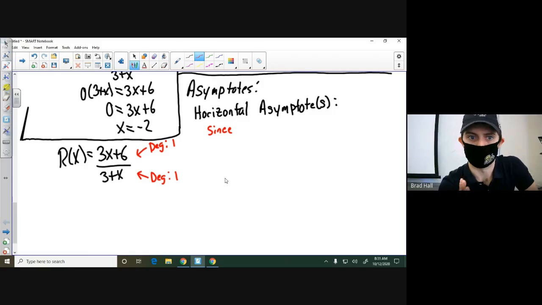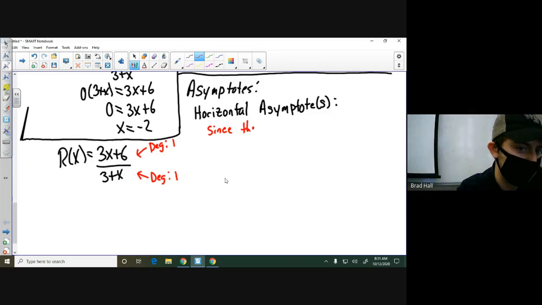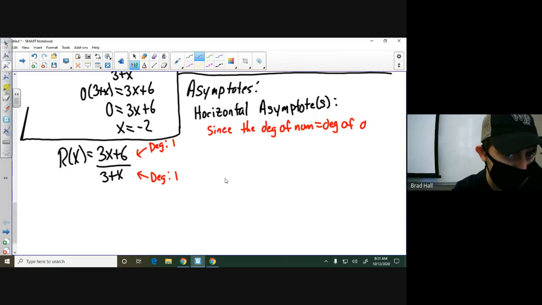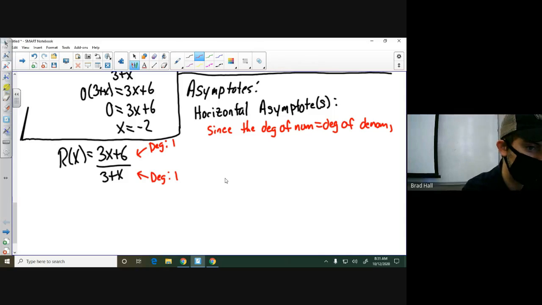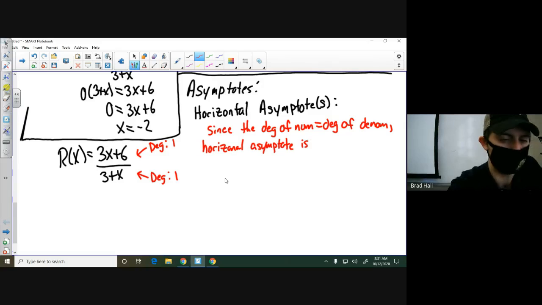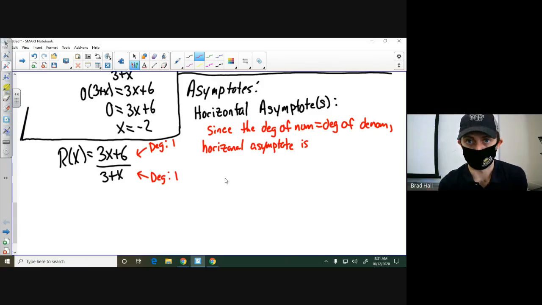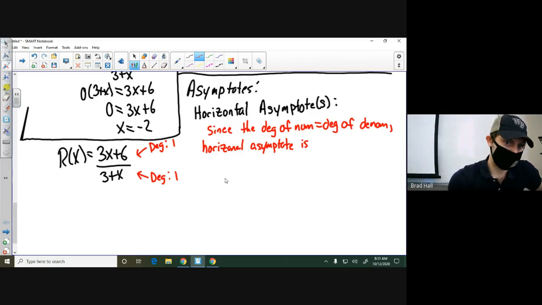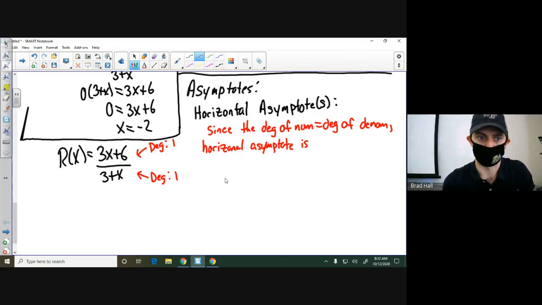So hopefully you remember the criteria for the horizontal asymptote. Since the degree of the numerator is equal to the degree of the denominator, horizontal asymptote, so whether you are going to watch this video or the video on the graphs of rational functions or otherwise, I list 3 criteria, and when these are both equal, it's the ratio of the leading coefficients.